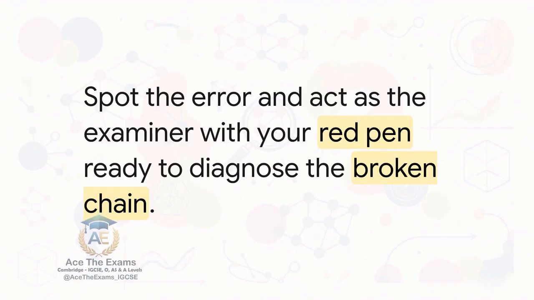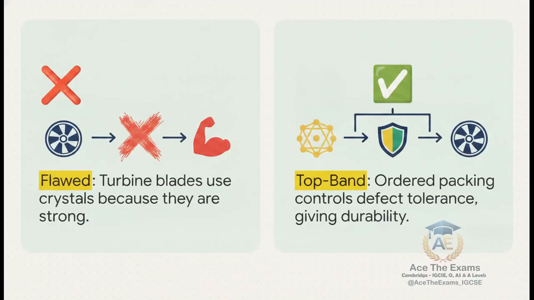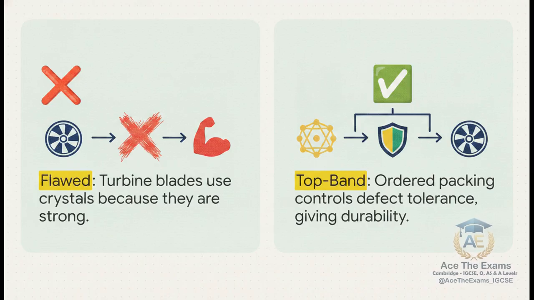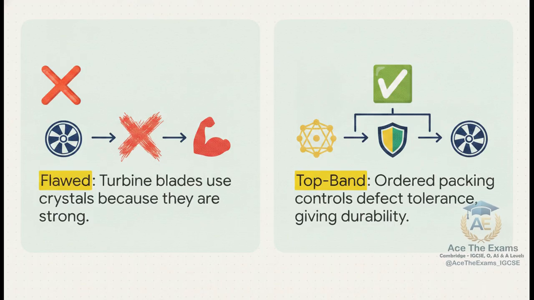Let's look at it. Compare this scattered, weak statement on the left with the highly disciplined, cause and effect top band answer on the right. The flawed answer says, turbine blades use crystals because they are strong. Sure, it gives an application, but it completely fails to link it back to the underlying microscopic reason. It's a classic ordinary revision trap.